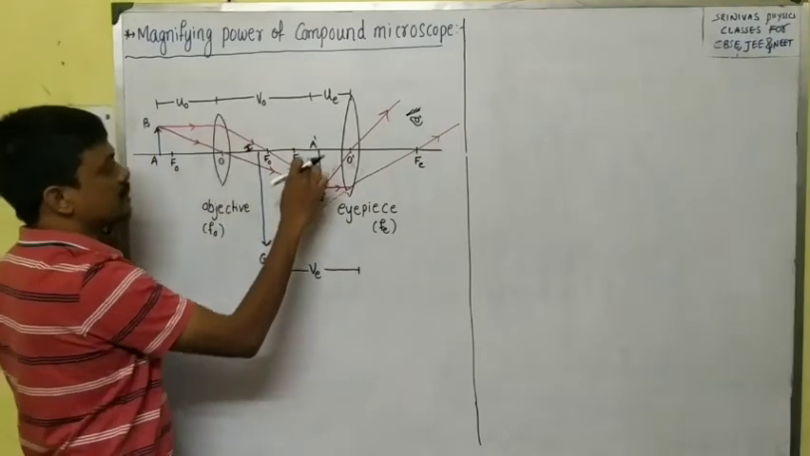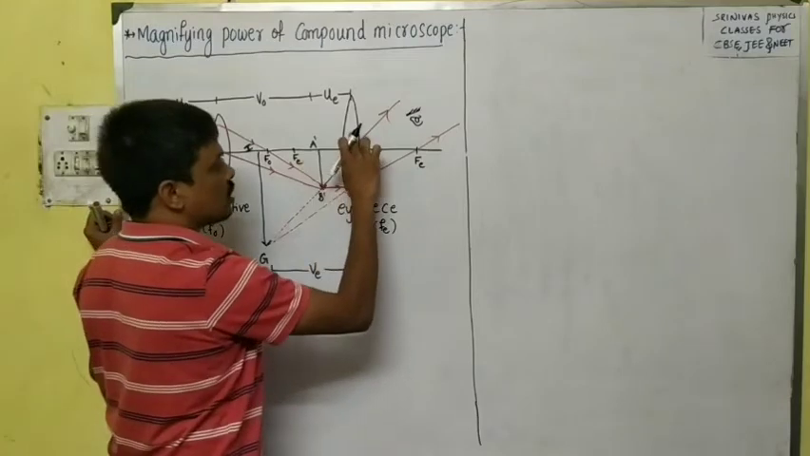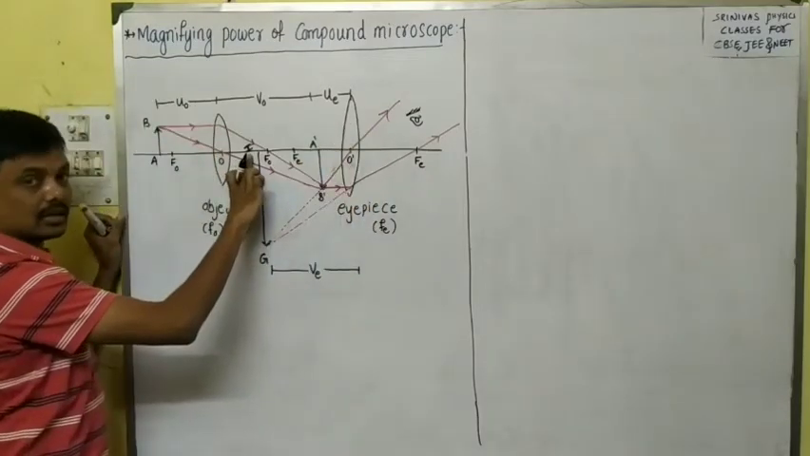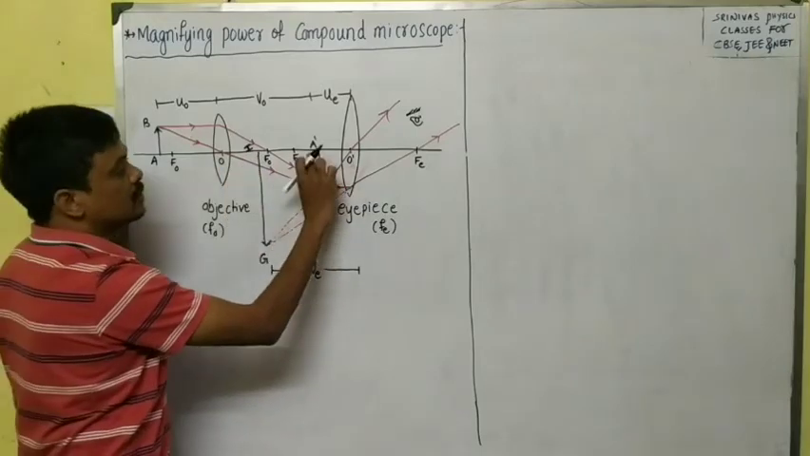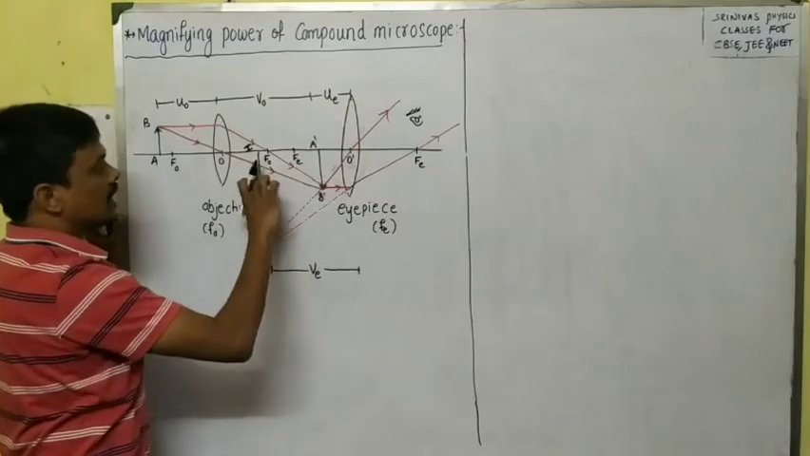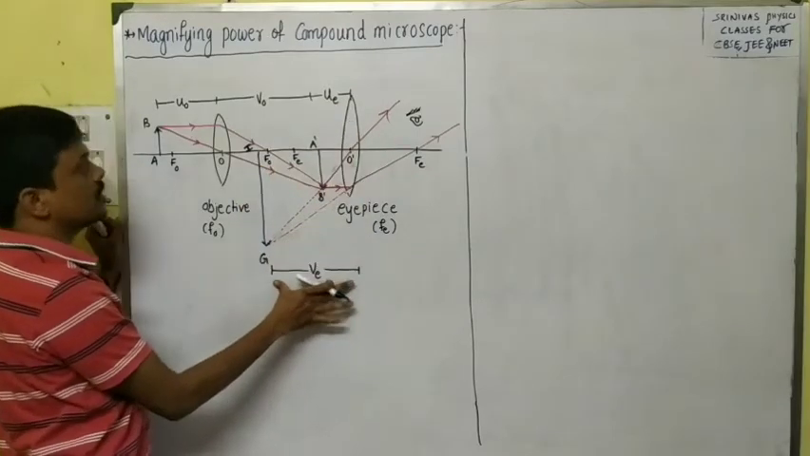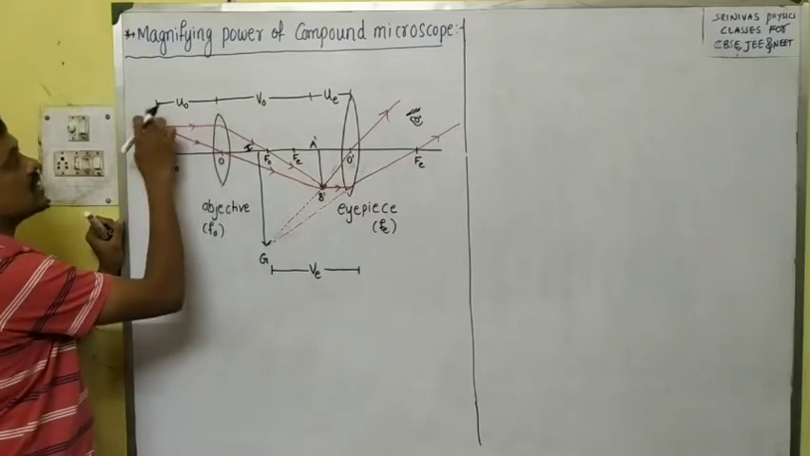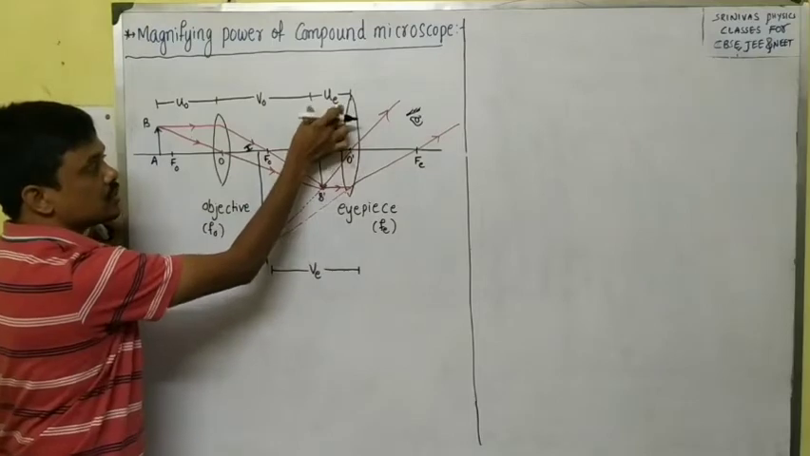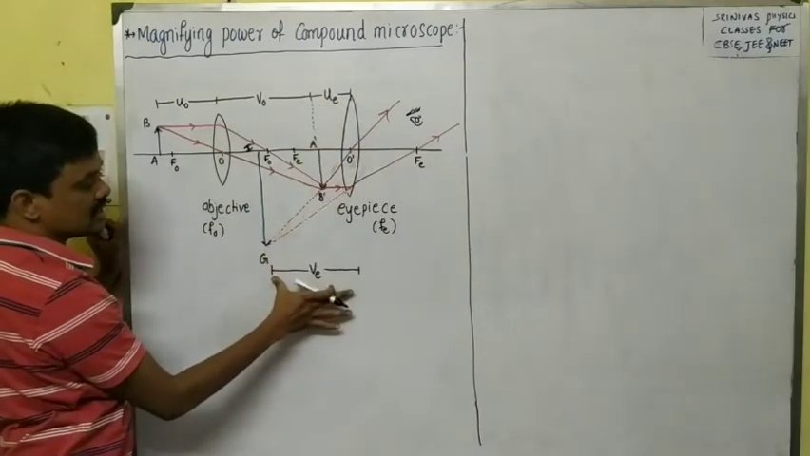A dash B dash is the image formed by the objective. And this image will act as the object for the second lens. And the second lens forms the image, that is IG. A dash B dash is the object for the eyepiece. Object distance is U suffix E. And IG is the image formed by the eyepiece, image distance is V suffix E. For the objective, object distance is U0, image distance is V0. For the eyepiece, object distance is UE, and image distance is VE.